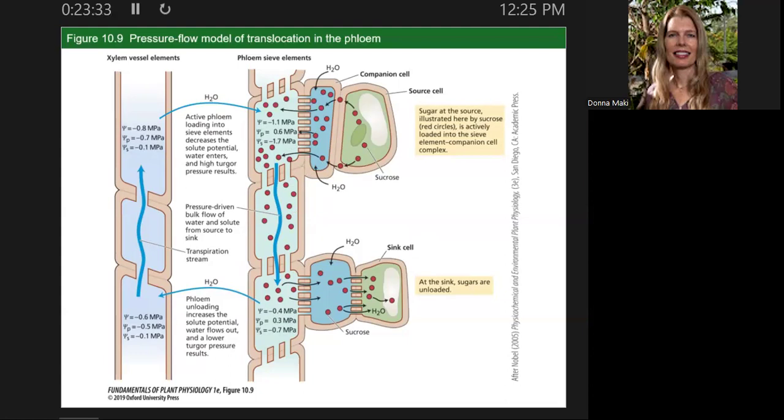And then you can see in this case, most of the time, what we see happening is water is emptying out at the sink end, going over to the xylem, and then the xylem water goes into the source to develop that pressure in the source. What do you think? Make sense?